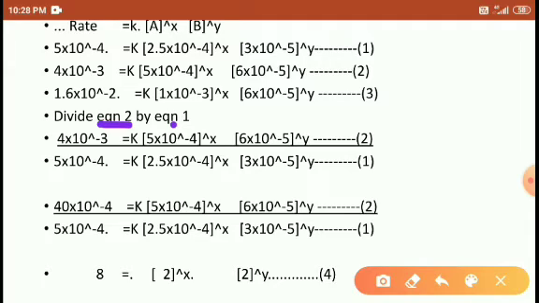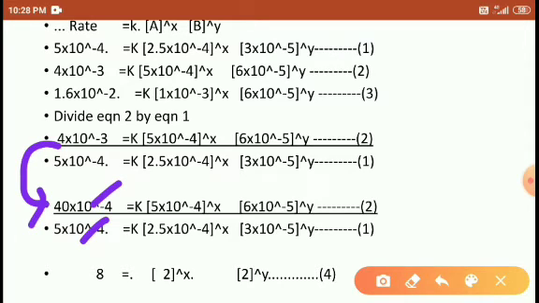Right, students? Then 4 into 10 to the power of minus 3, whole divided by 5 into 10 to the power of minus 4, and 5 into 10 to the power of minus 4 divided by 2.5 into 10 to the power of minus 4, and again 6 into 10 to the power of minus 5 by 3 into 10 to the power of minus 5. Here, students, we make the scientific notations equal for easy cancellation. So I make the 4 into 40 into 10 to the power of minus 4, and now it is fine.